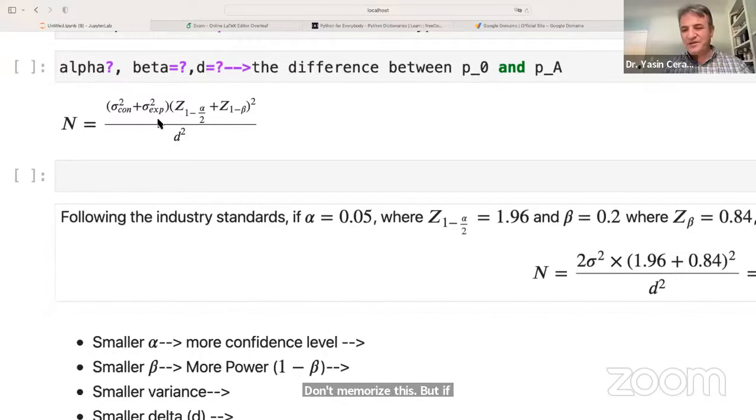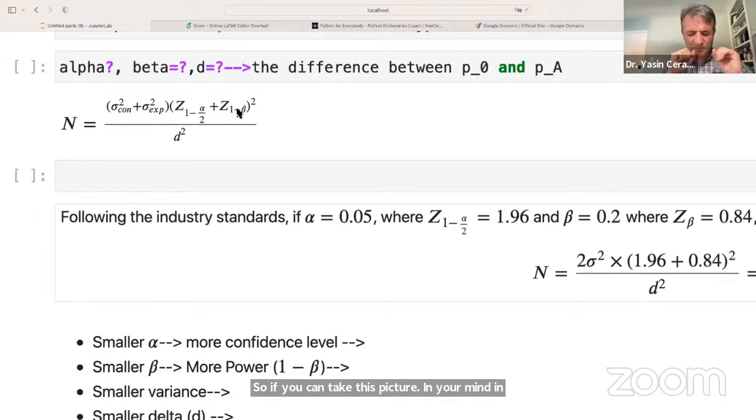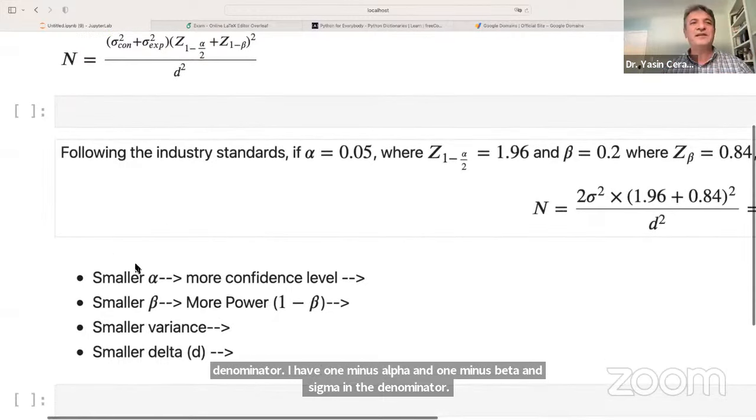Have some idea like this. So this is a fraction. In the denominator, I have D. In the numerator, I have sigma, and I have 1 minus alpha, not alpha, 1 minus alpha, and 1 minus beta. If you can take this picture in your mind, in the numerator I have 1 minus alpha, 1 minus beta, and sigma. The moment you have this picture in your mind, you're going to answer these questions easily.